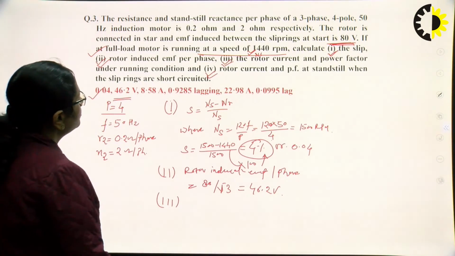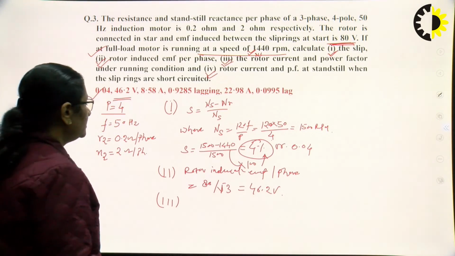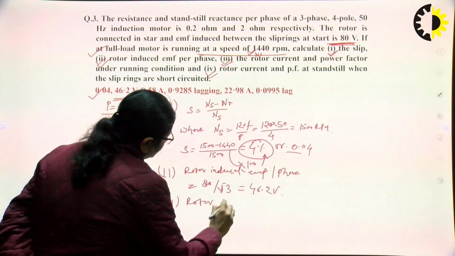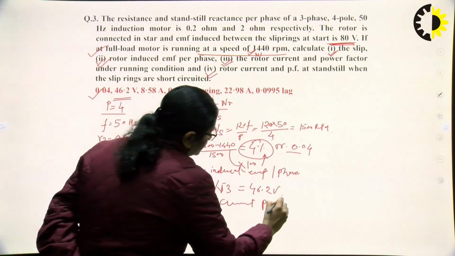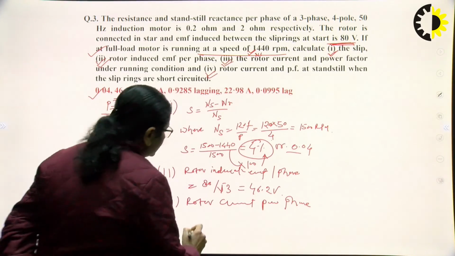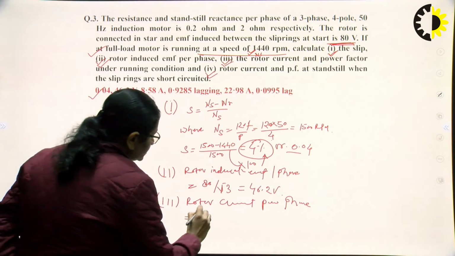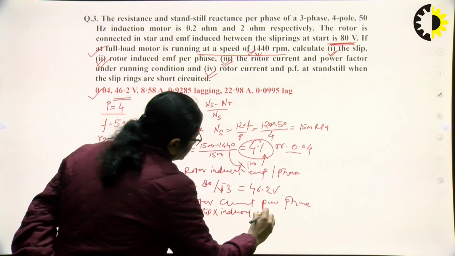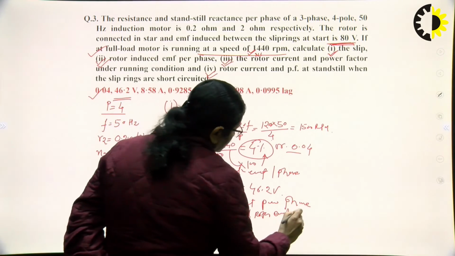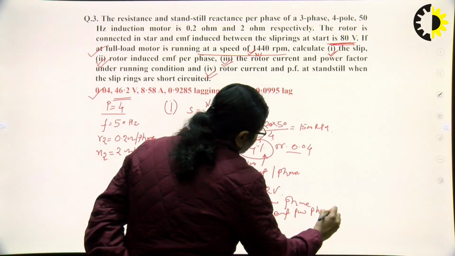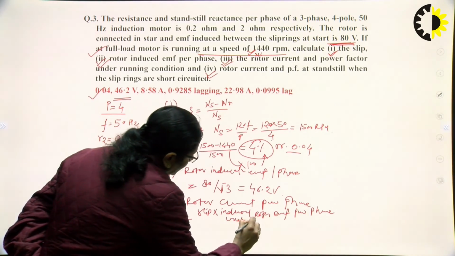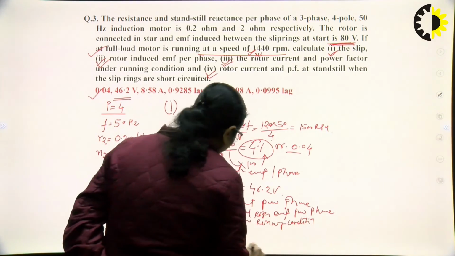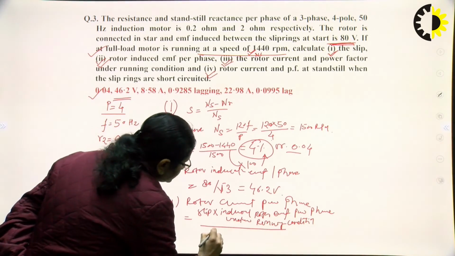Let us move to the third part of the question. The third part is asking for rotor current and power factor under running condition. So the operating slip of the machine is 0.04. Rotor current per phase value under running condition would be equal to the slip multiplied by induced rotor EMF per phase under running condition, divided by the impedance.